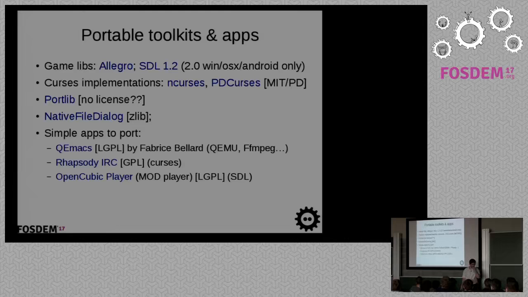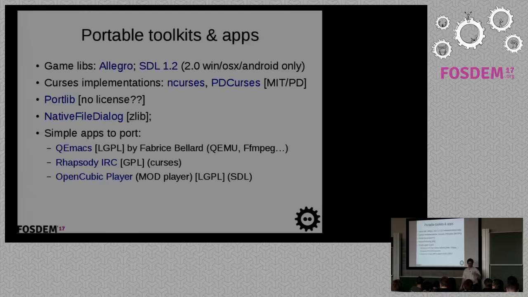So people know about ncurses on Linux, but there's also PDCurses, which has been ported to many other platforms, including SDL. So if you have SDL, you can actually run curses applications as well. There are other things like Portly, but I couldn't find a license, so I'll probably mail them to see if they can put a proper license on it. Native file dialog is useful with SDL apps, so you can have single window SDL apps, but at least you have native file requesters, so it's a bit more native.